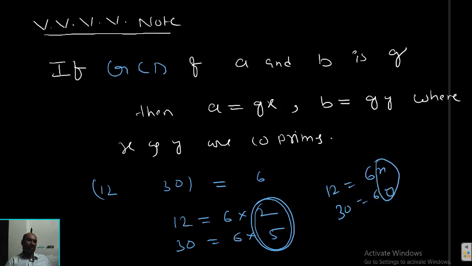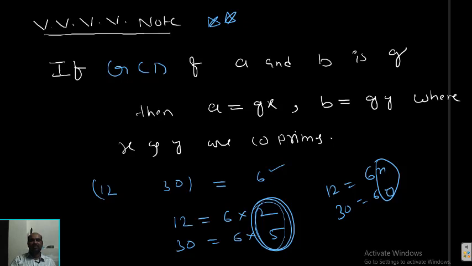This is the important property now. So GCD of A and B is G, then A should have the form Gx and B should have the form Gy where x and y are coprime. That is very important. Through this example, 12 and 30, we found that GCD is 6 only. 12 can be written as 6 into 2 and 30 can be written as 6 into 5. See, 2 and 5 are coprimes. Always happens. So this is a very important note.